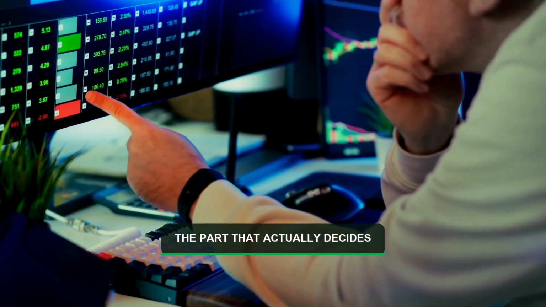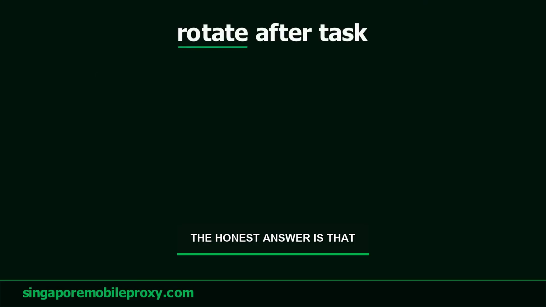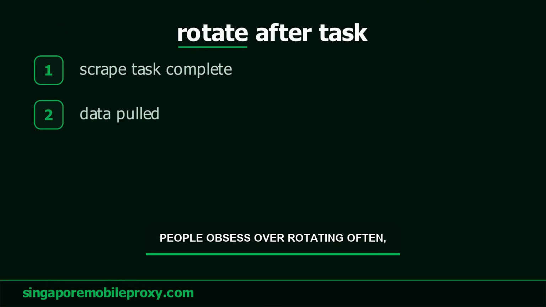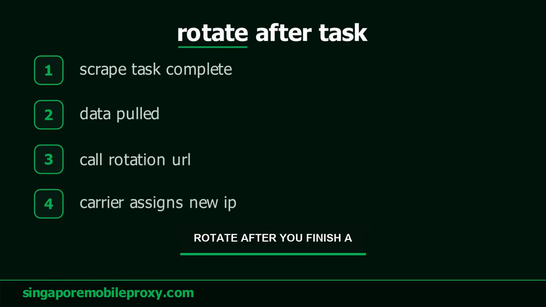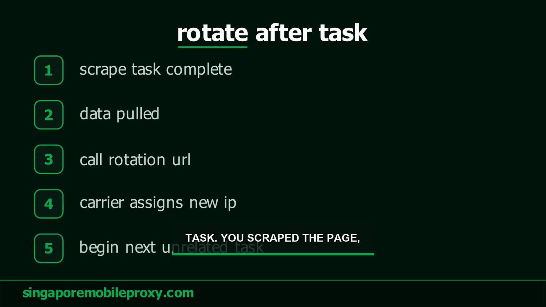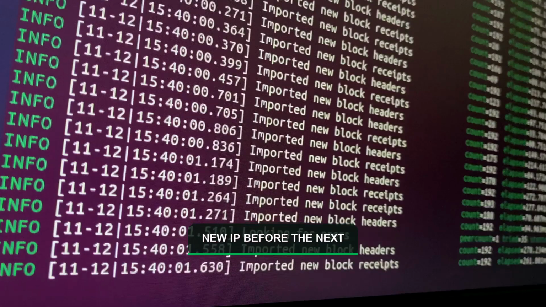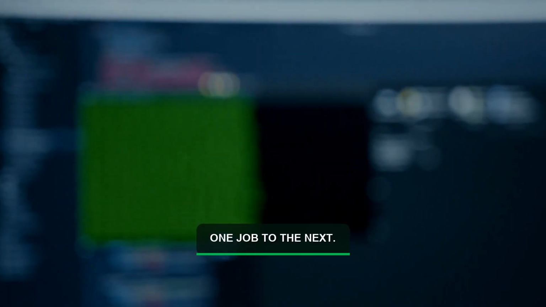Now the part that actually decides whether you stay unblocked, which is when to rotate. The honest answer is that timing matters far more than frequency. People obsess over rotating often, when what really protects them is rotating at the right moments and never at the wrong ones. So let me give you the right moments first. Rotate after you finish a task. You scrape the page, you pull the data, the work on that IP is done. That is the clean moment to ask for a new IP before the next unrelated task begins, so nothing carries over from one job to the next.